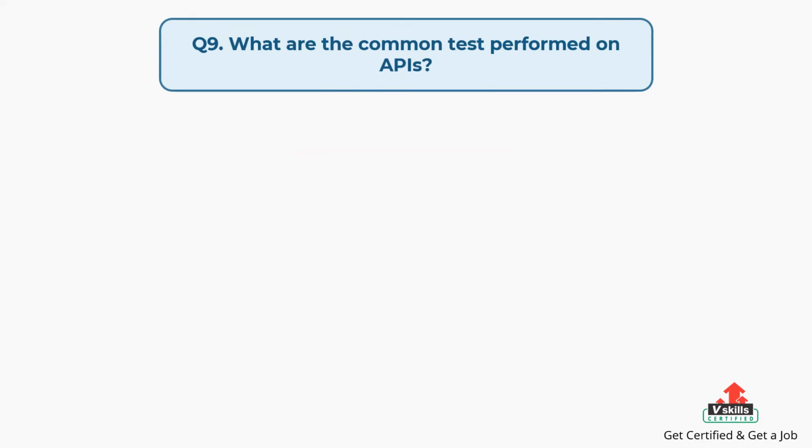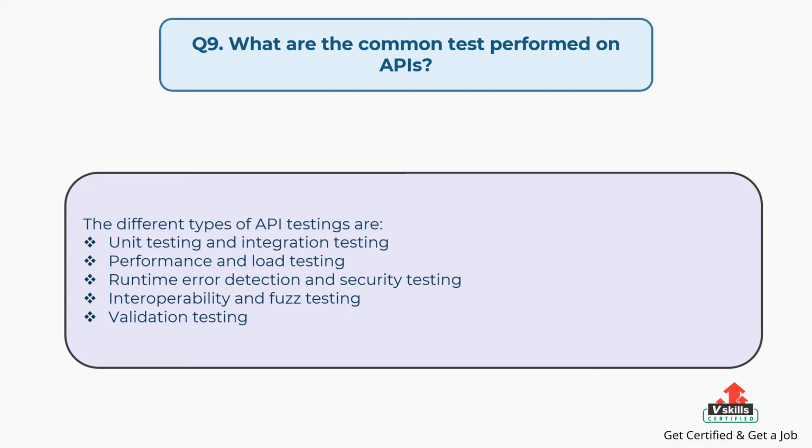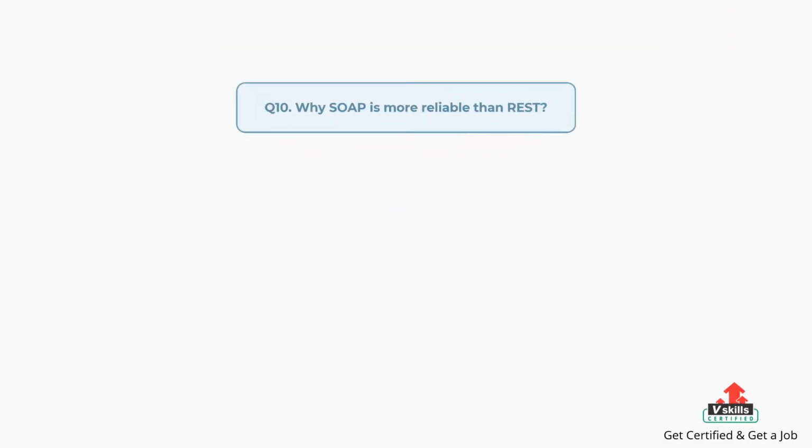Question number 9. What are the common tests performed on APIs? The answer is, the different types of API testings are: first, unit testing and integration testing. Second, performance and load testing. Third, runtime error detection and security testing. Fourth, interoperability and fuzz testing. Fifth, validation testing.